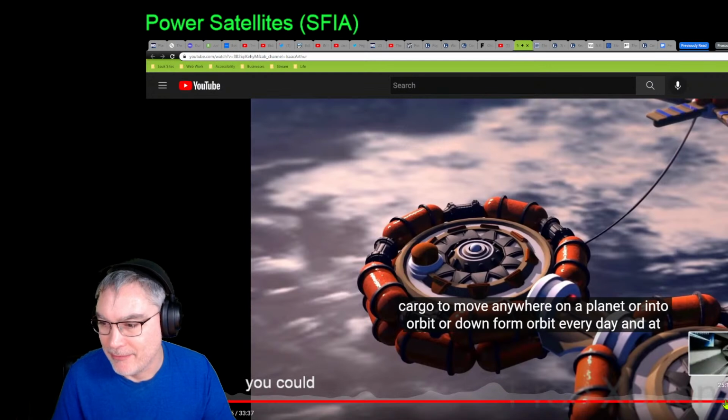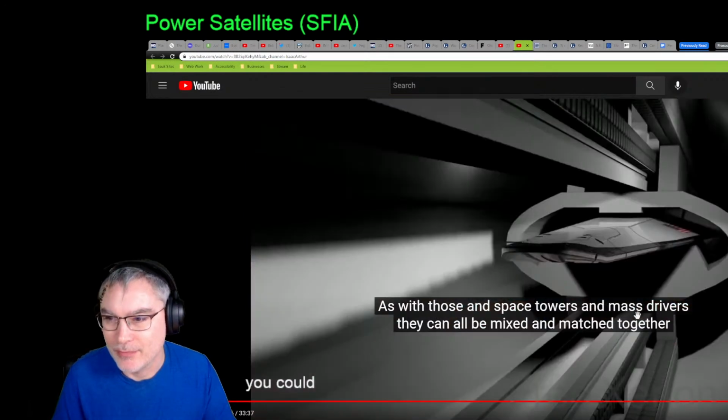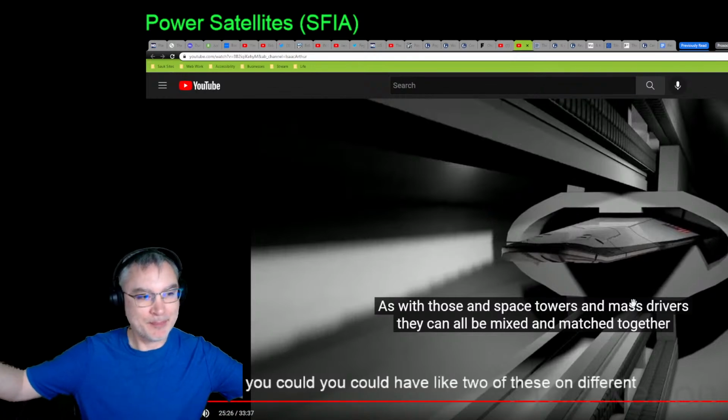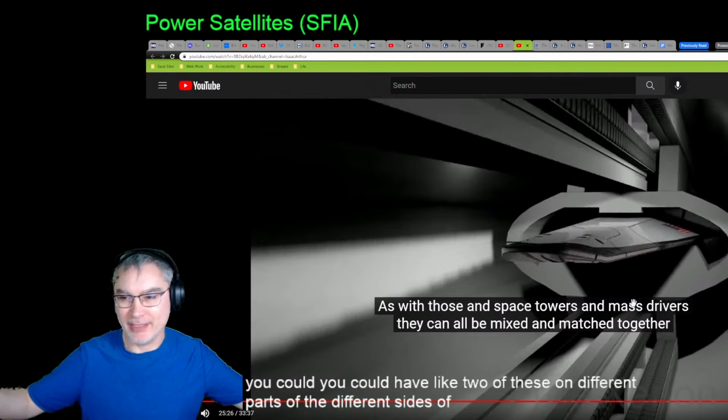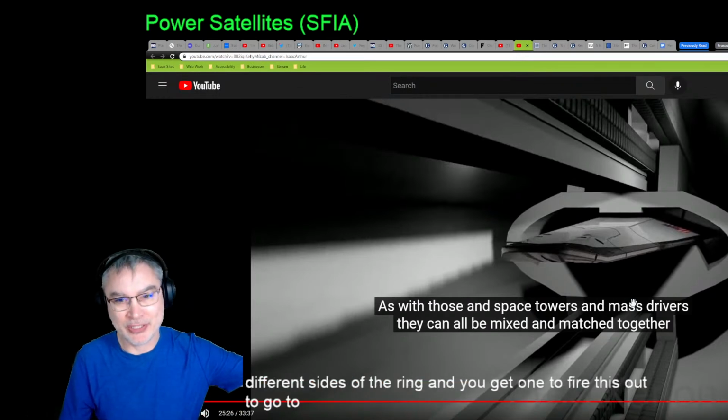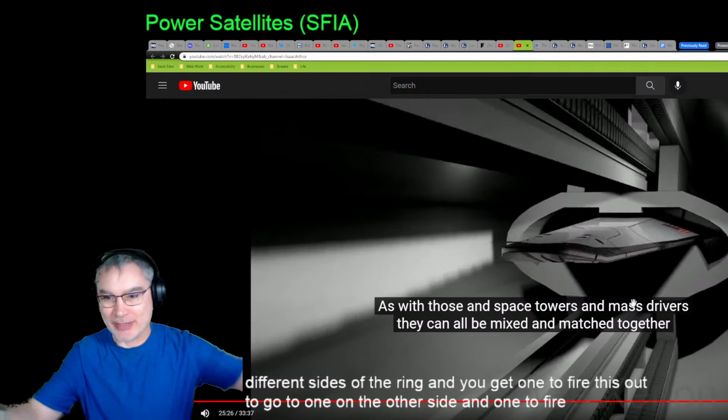You could have like 2 of these on different parts of the different sides of the ring, and you get one to fire this out to go to one on the other side and one to fire it back and forth.